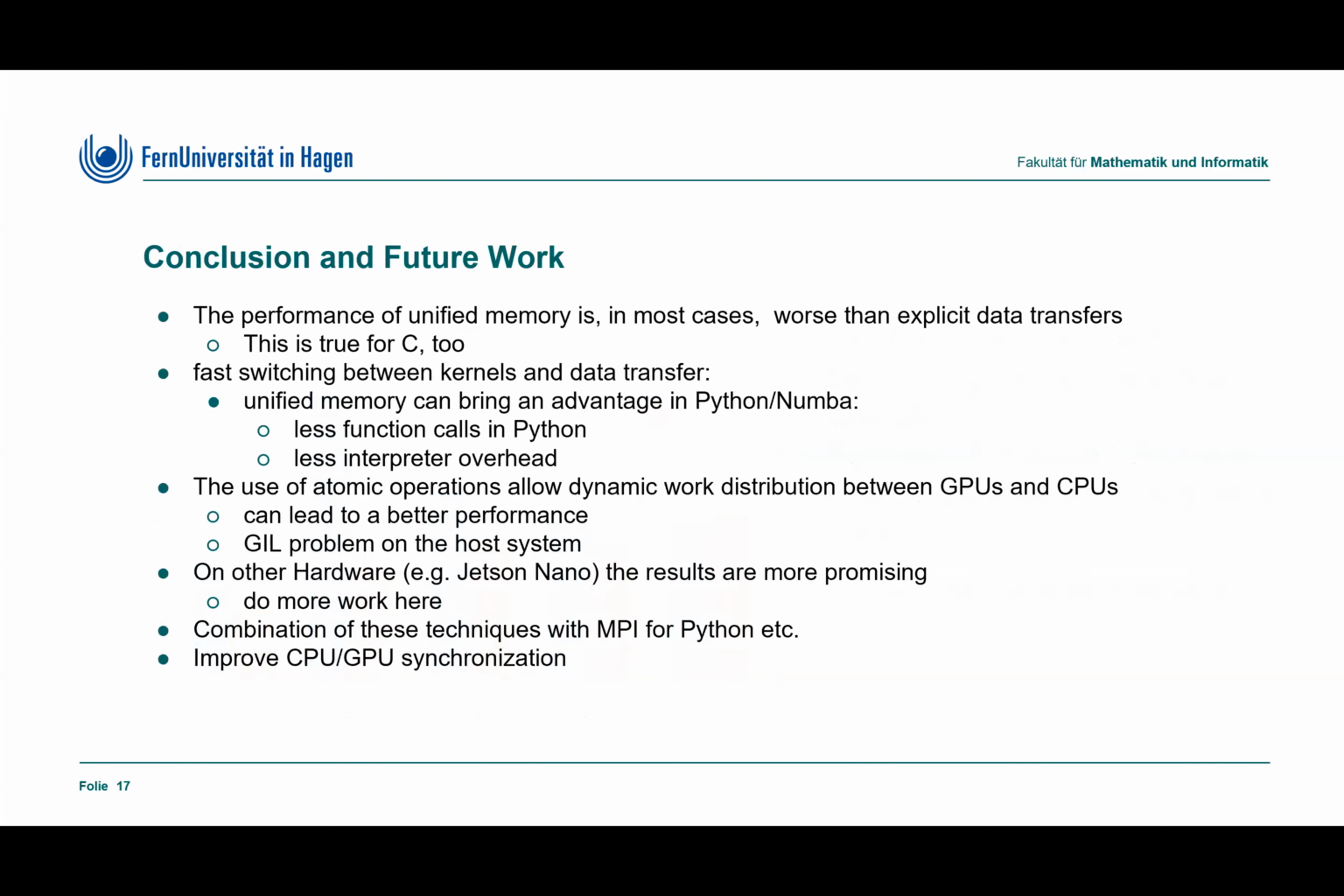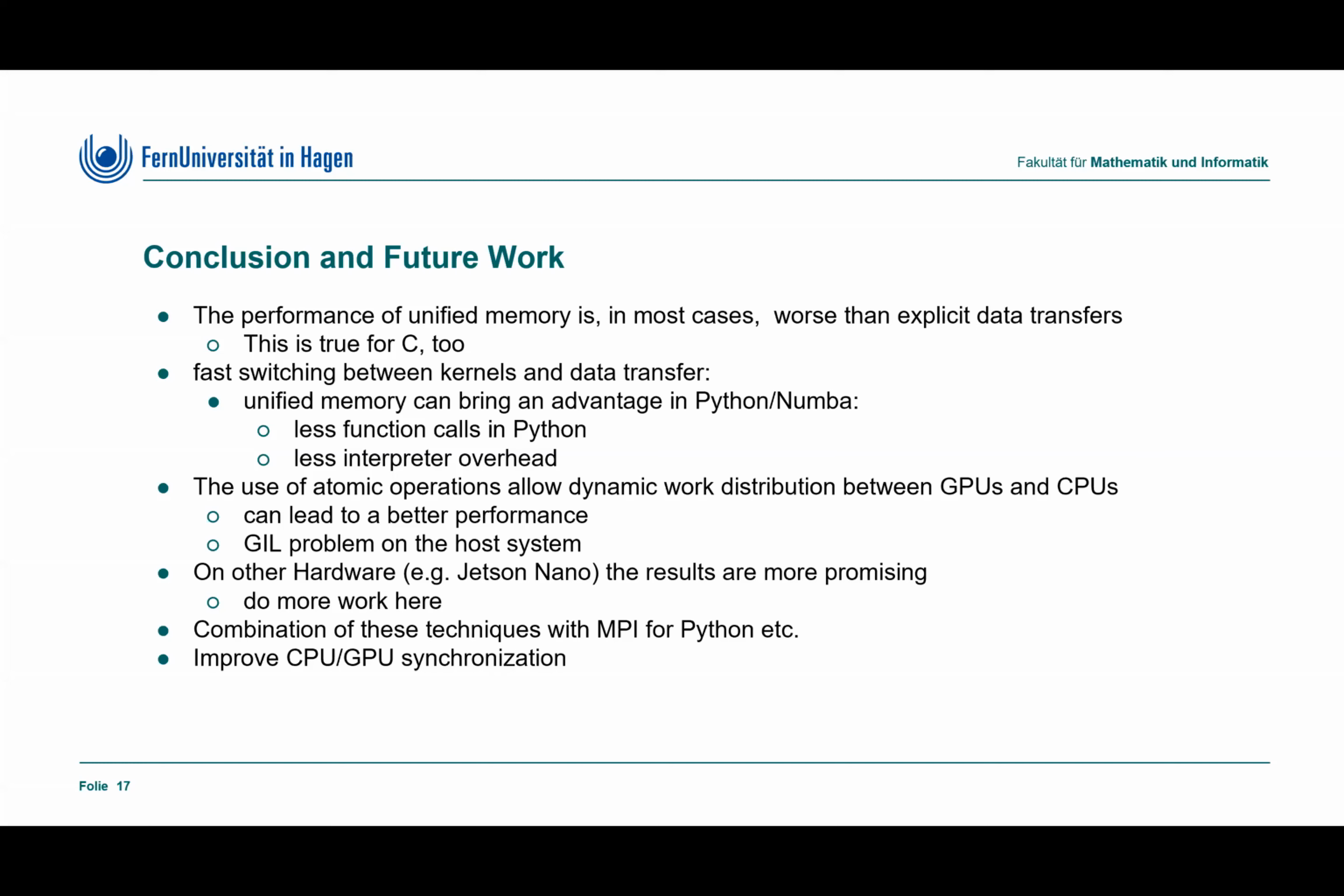So the conclusion is, like I said before, the performance of unified memory is in most cases worse than explicit data transfer. But as I said, this is also true for C and C++ and wherever you use it. But if we use it in Numba and in Python, we can at least benefit in some cases because we have fewer function calls, and this leads to less interpreter overhead. So you always have to find a sweet spot between how much overhead you have from calling functions and calling the Python functions.